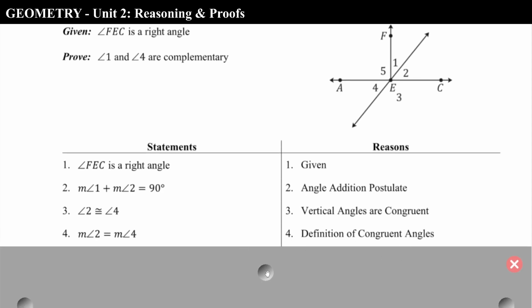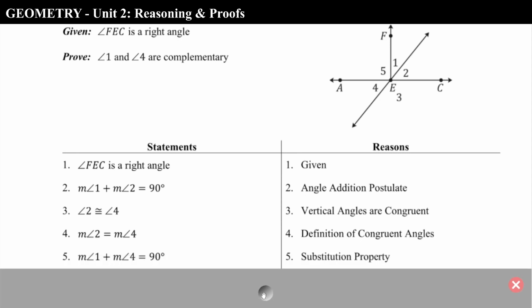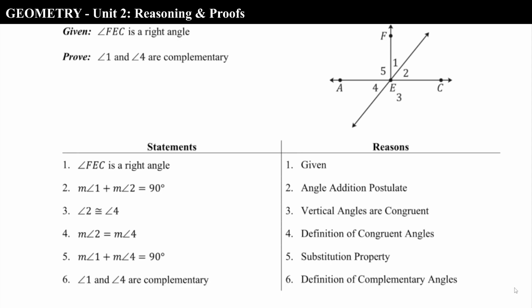And then next, we're going to use substitution. We can put angle 4 in for angle 2. So the measure of angle 1 plus the measure of angle 4 must be 90 degrees. That comes from the substitution property. And if that's the case, then angle 1 and angle 4 must be complementary. And that's from the definition of complementary angles.